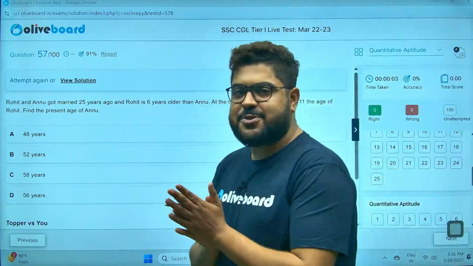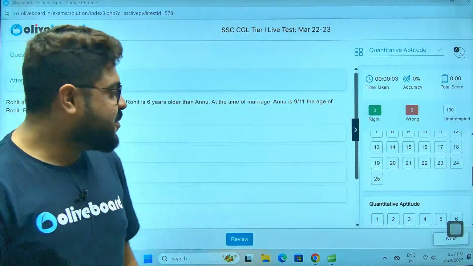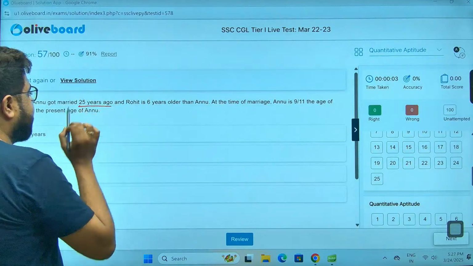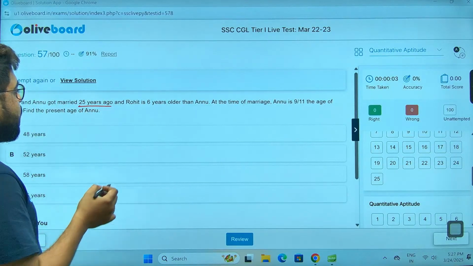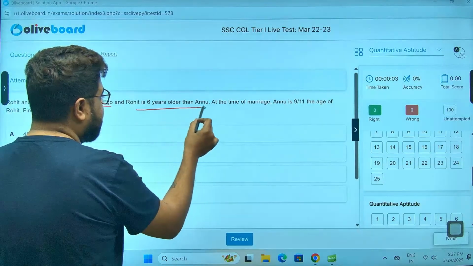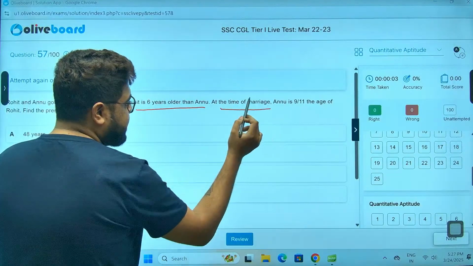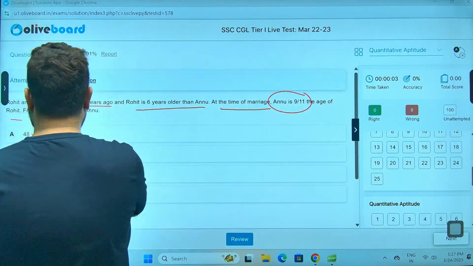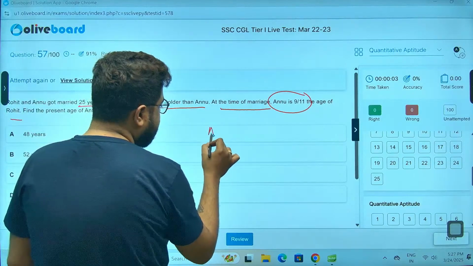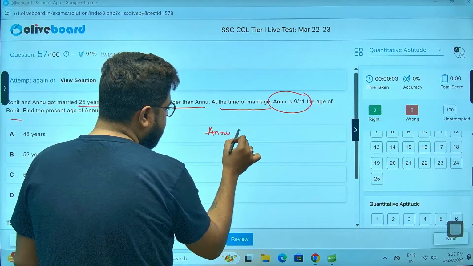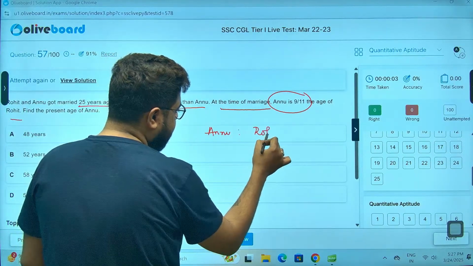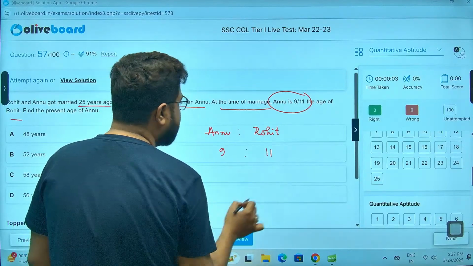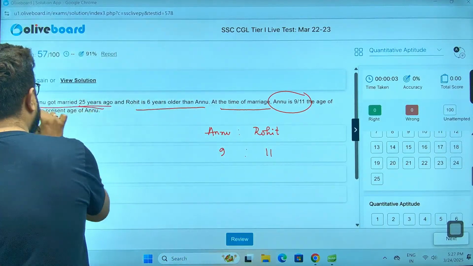Next one. Chalo. Rohit and Anu got married 25 years ago. Rohit is 6 years older than Anu. At the time of the marriage, Anu is 9 by 11 of the age of Rohit. That means the ratio of Anu to Rohit at the time of the marriage is 9:11. Find the present age of Anu.